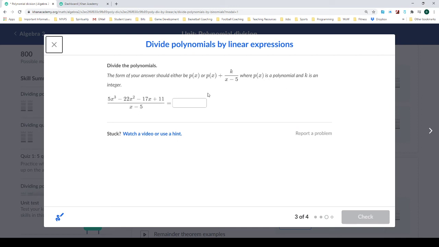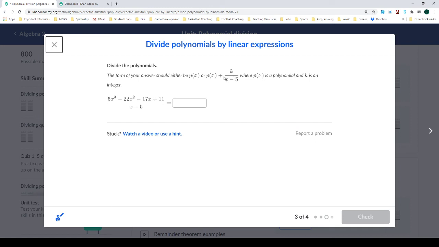So what this is telling you is that if there's no remainder, so in other words, if x minus 5 divides evenly into this polynomial on the top, there's no remainder. And so your answer will just be a polynomial, so p of x. But you could have a remainder. So if your remainder is, say, k, it'll be a number, but whatever that number is will go on the top of this fraction here.